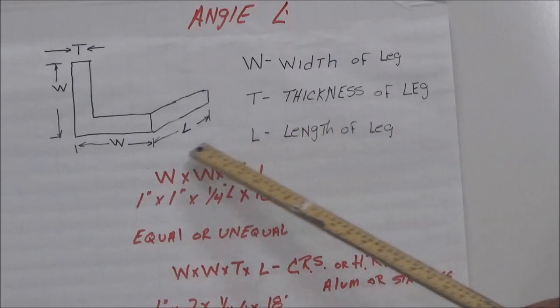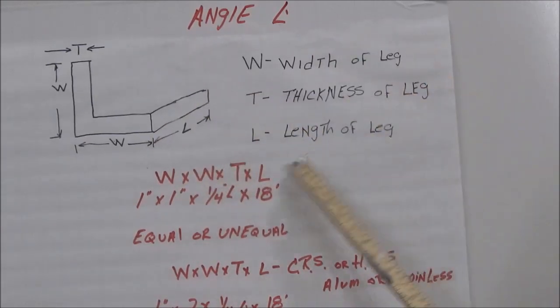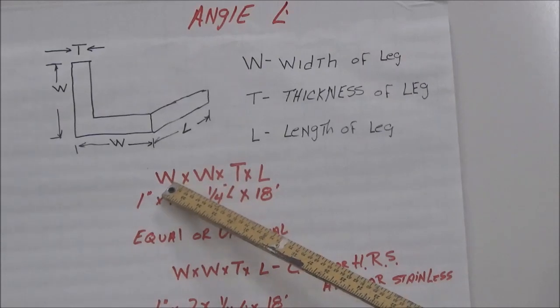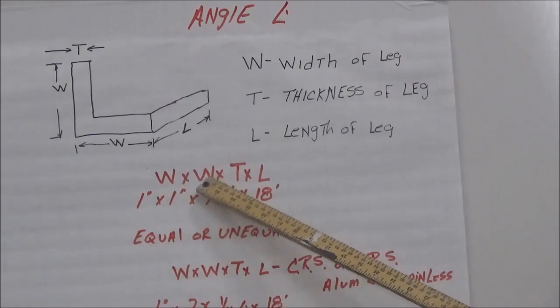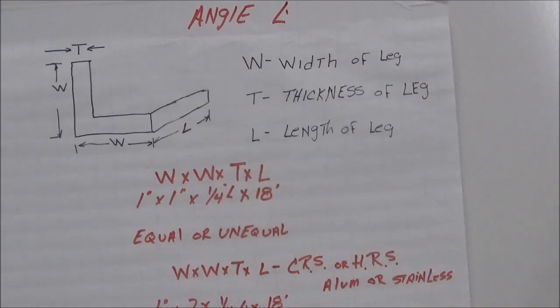I have leg here, but what I mean is the length of this leg, and that's going to be usually in feet. So W by T by L. Now this is how you will write this on your bill of materials. If you're an estimator, or if you want to be an estimator, this is how you're going to write it. If you're a welder fabricator, this is how you will identify it. Let's take a look at that.